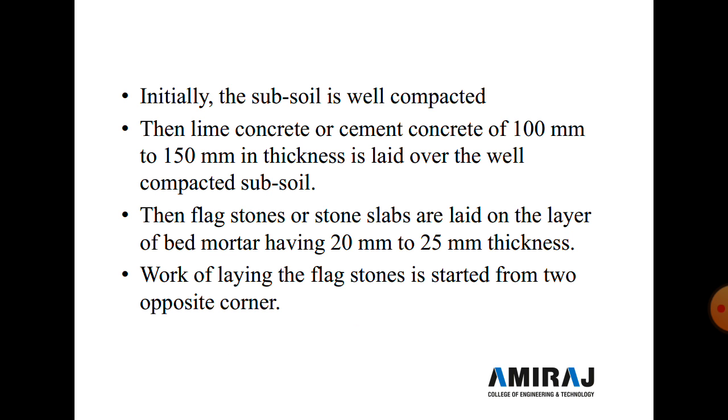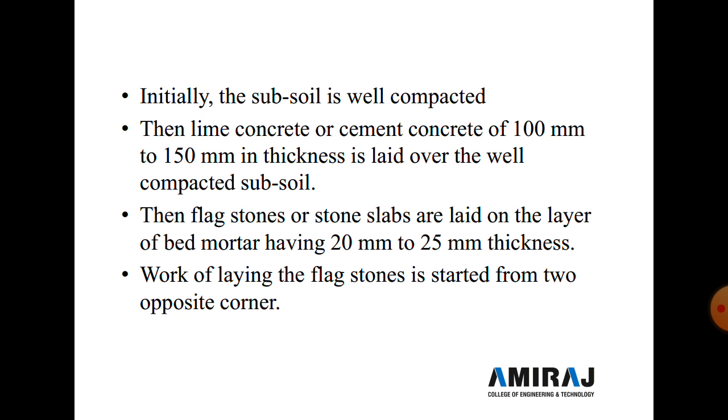So see this, initially the subgrade soil is well compacted, and then the lime concrete or a cement concrete of 100 to 150 mm thick is laid over the well compacted subsoil. Then the layer of the lime concrete or a cement concrete is called a base course of the floor.